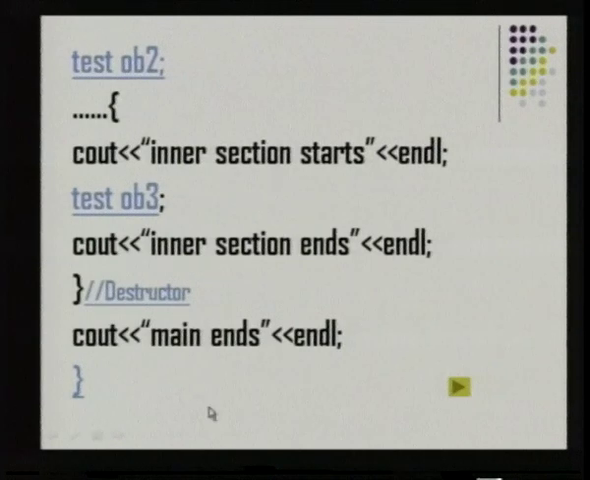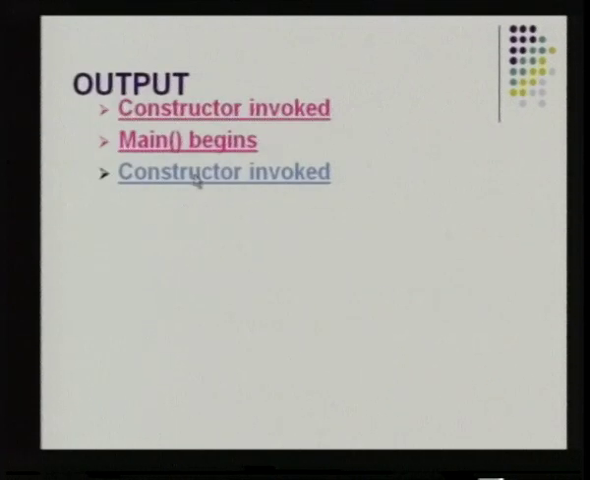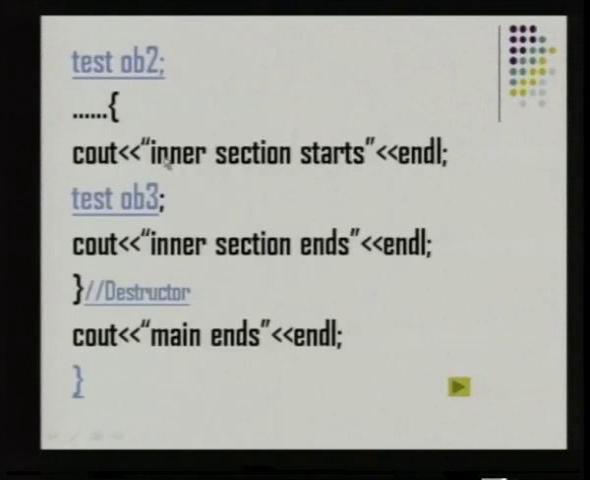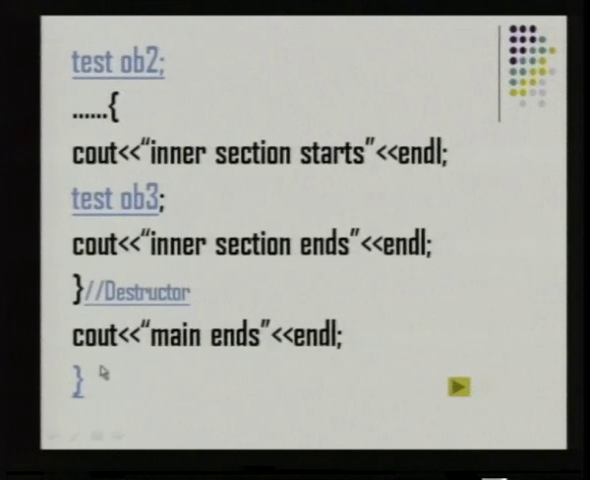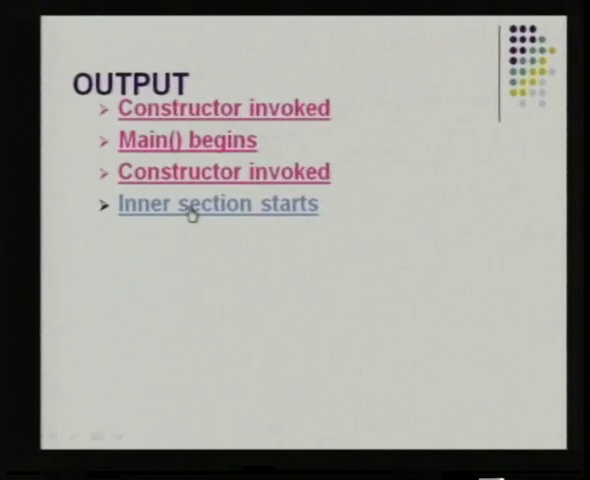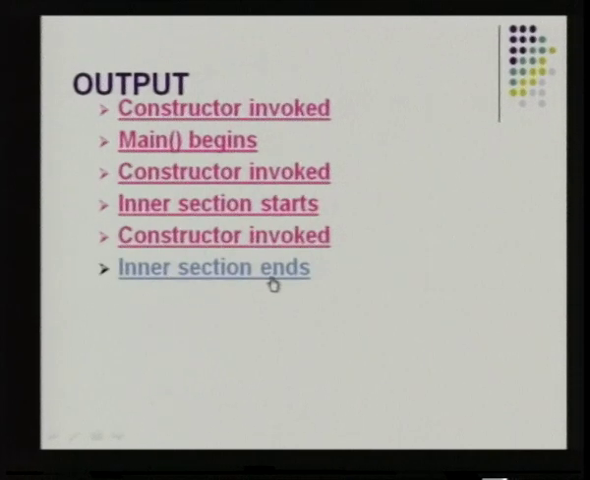That is what is displayed as the next output, constructor invoked. After this constructor invoked, again it will move to the inner part of the program, inner section starts. Again another test OB3, that is the creation of another object. So, whenever an object is created, the constructor will automatically be invoked. So, again a constructor invoked statement followed by the inner section ends. So, inner section starts, again a constructor invoked and again the inner section ends.